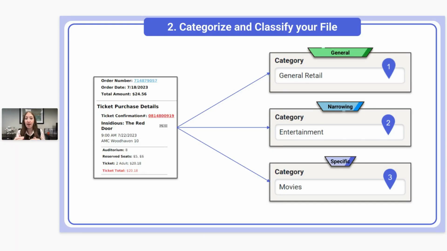So, just by being more specific with your categorizations, you can learn valuable insights about what types of expenses you're spending your money on. And then you can make adjustments to how you're spending your money to make better or healthier business decisions or spending decisions.